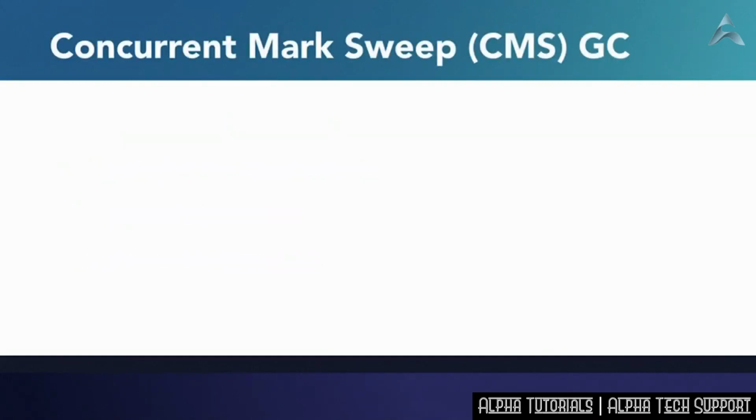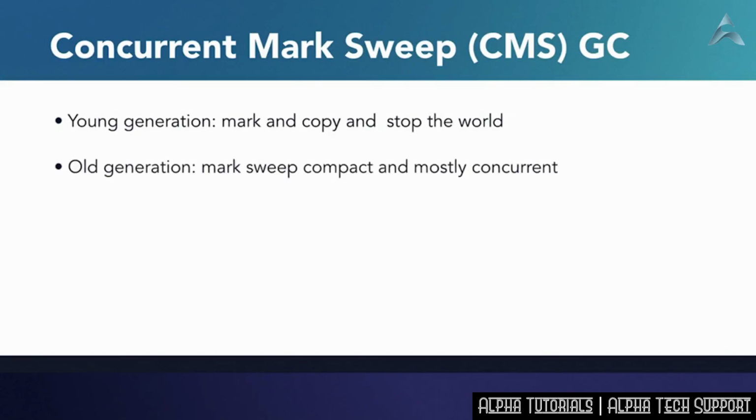Then we also have the concurrent mark sweep, which is actually an upgrade from the previous one, because it's still doing mark and copy, stop the world for the young generation, but for the old generation it's doing mark, sweep and compact, mostly concurrent. Concurrent is different from parallel since it doesn't require the application to stop. It's doing it concurrently next to the application. So it's not just pausing until it's done, but it's concurrent with the execution of the application and running on multiple threads. This means that the application is running at the same time, which makes it very, very different from parallel.